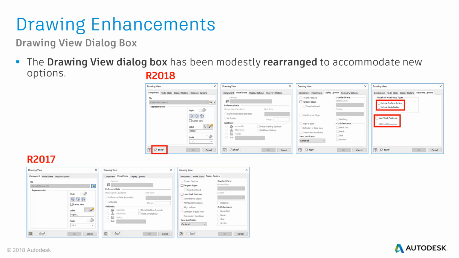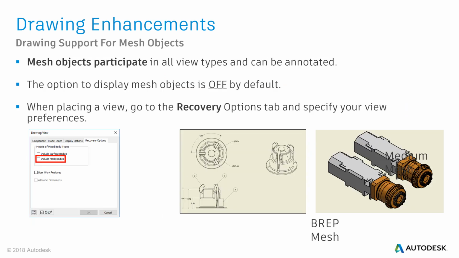When placing a view, you can include surface bodies by checking the option on the Recovery Options tab in the dialog box. Yes, you've most likely seen the checkbox Include Mesh Bodies, but let me cover that in the next slide, please. So the support for displaying and documenting mesh objects has been added to drawing views.